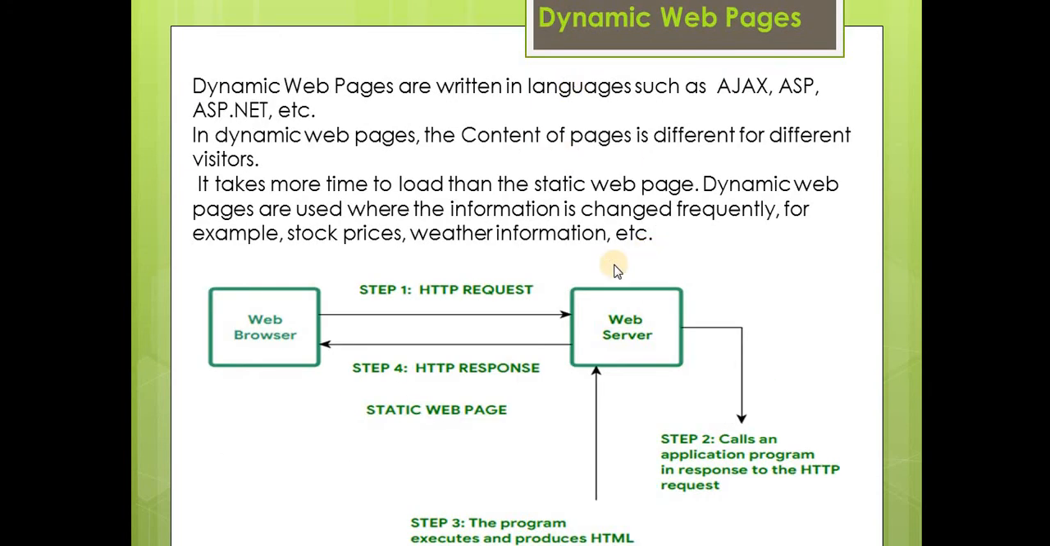The second topic is dynamic web pages. Dynamic web pages are written in languages such as ASP.NET, Ajax, and ASP. The content of dynamic web pages is different for different visitors. As compared to static web pages, dynamic web pages take more time to load. Dynamic web pages are used where the information needs to change frequently, for example stock prices, weather information, etc. These are the areas where information changes frequently, so here dynamic web pages are used.